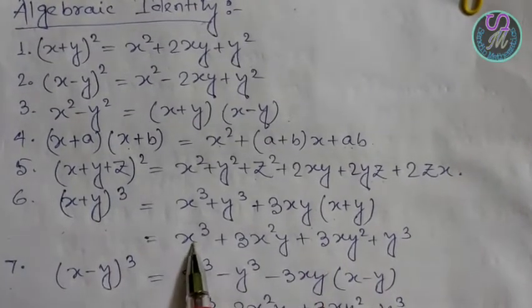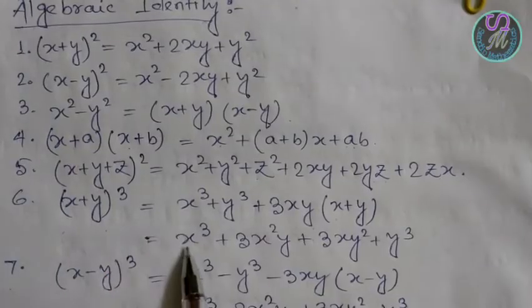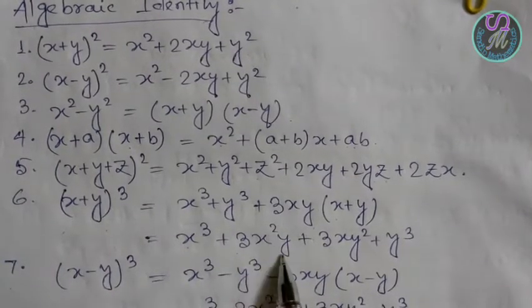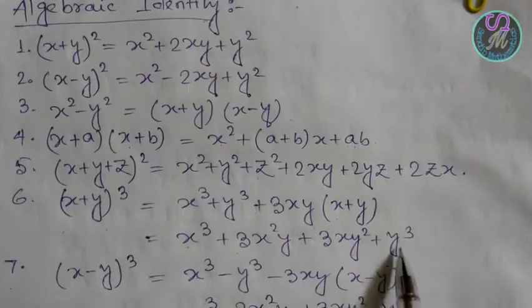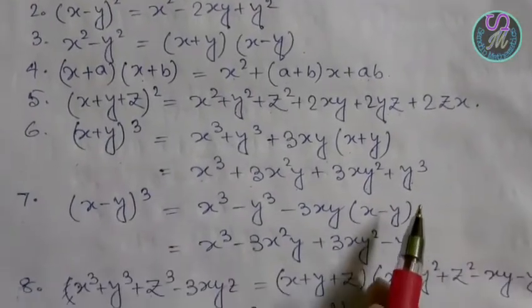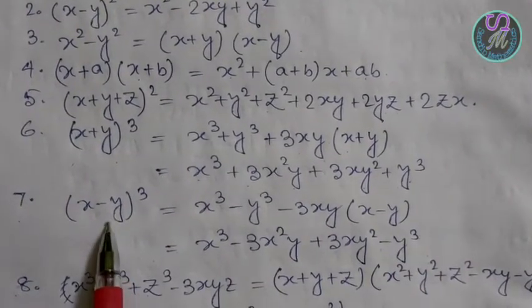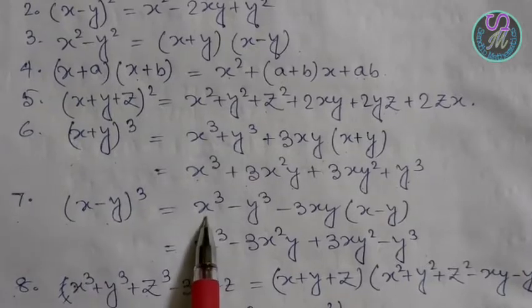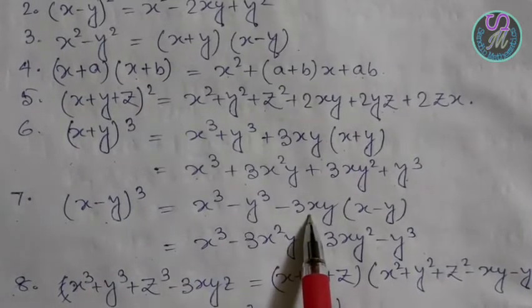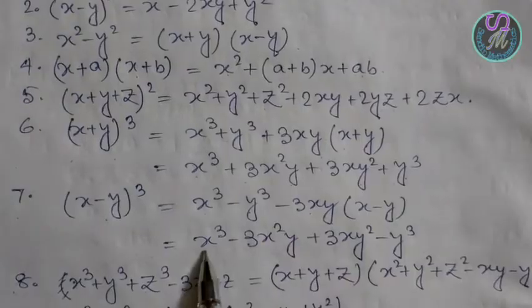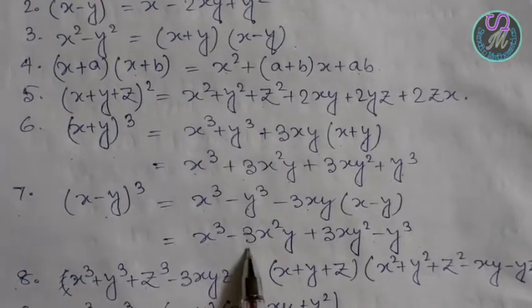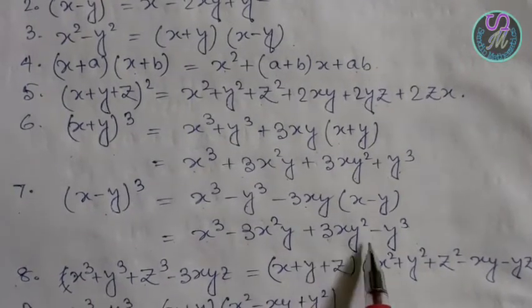And the another form of x plus y whole cube, this one is x cube plus 3x square y plus 3xy square plus y cube. Number 7, this one is x minus y whole cube. x minus y whole cube means x cube minus y cube minus 3xy into x minus y. And the another form is x cube minus 3x square y plus 3xy square minus y cube.